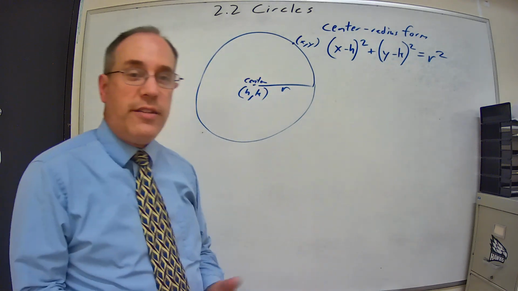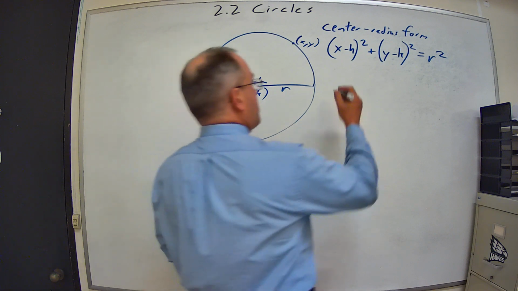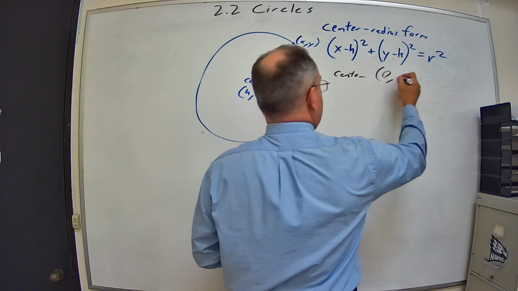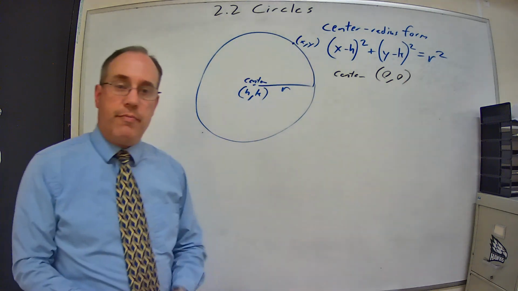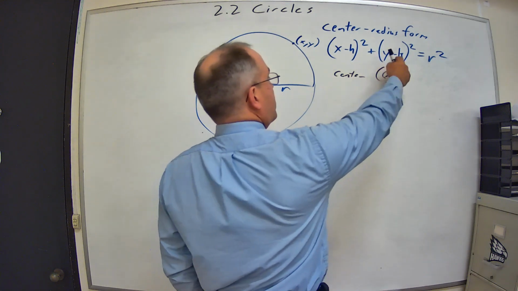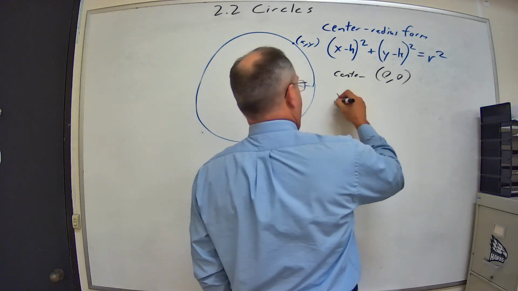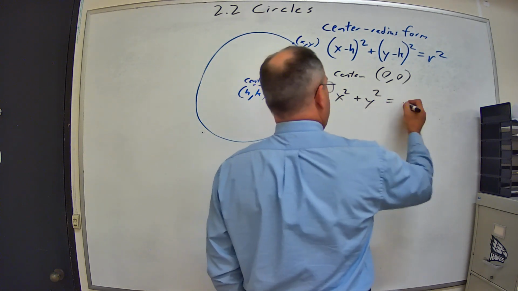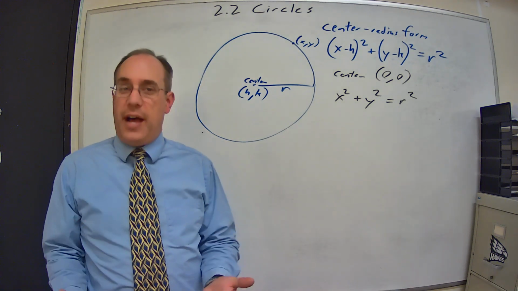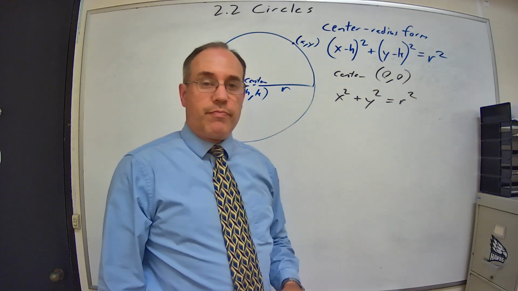Now a special case of this would be when the center is at the origin. When the center is at the origin, you can see that h and k would be zeros, which puts us into the form x squared plus y squared is equal to r squared. So a much more simplified form if the center is at the origin.